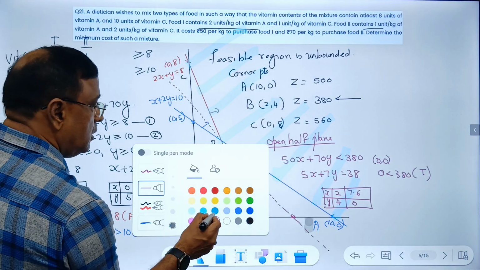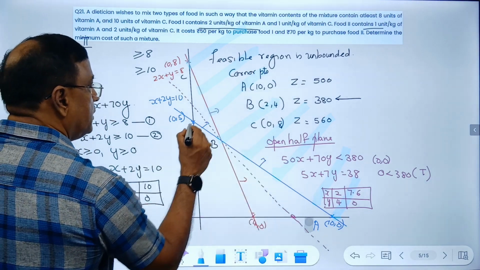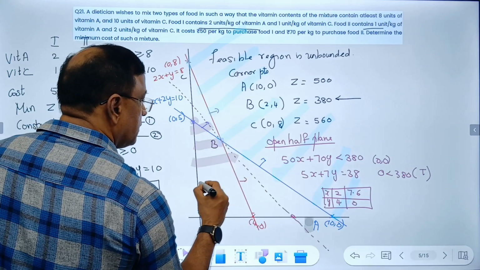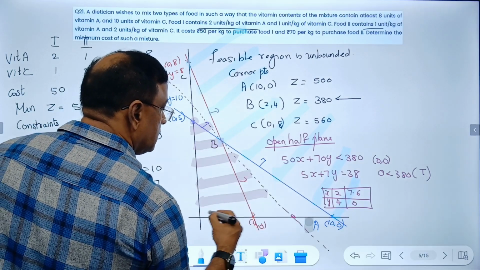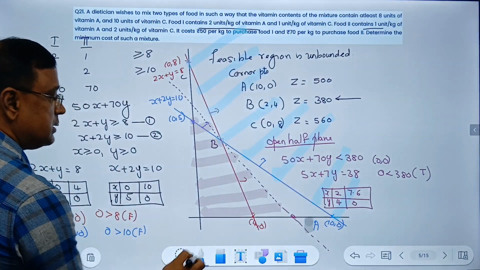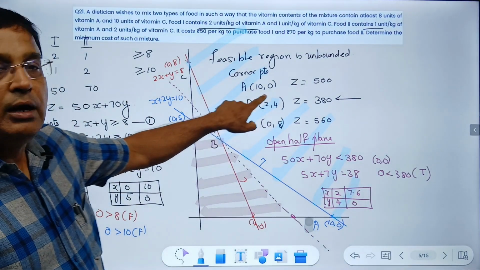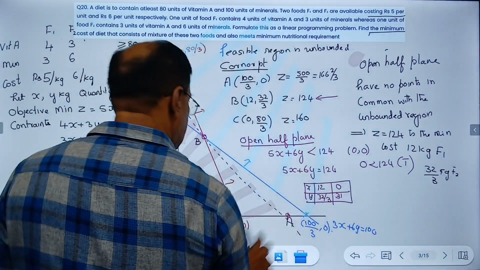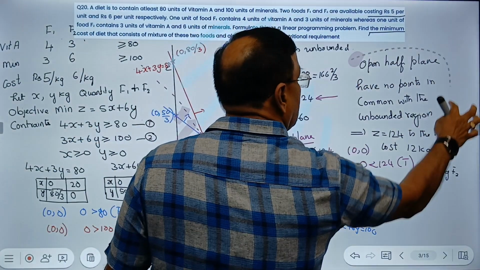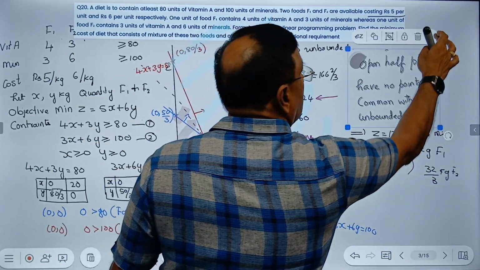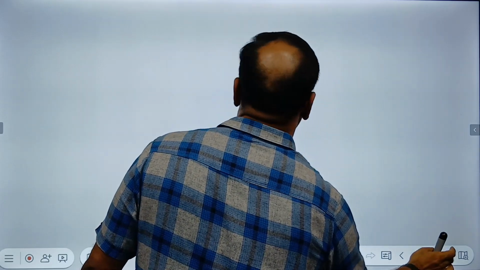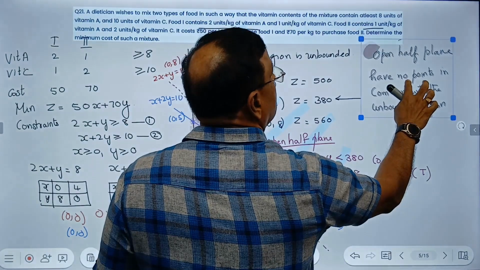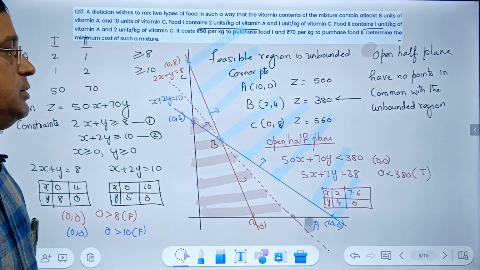So let me shade that region. So this is my open half plane. Now clearly you can see the open half plane and the unbounded region have no points in common. So let me take it from here, otherwise I have to write. Okay. So open half plane have no point in common with the feasible region.